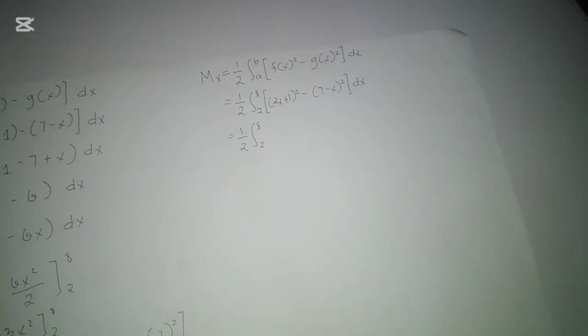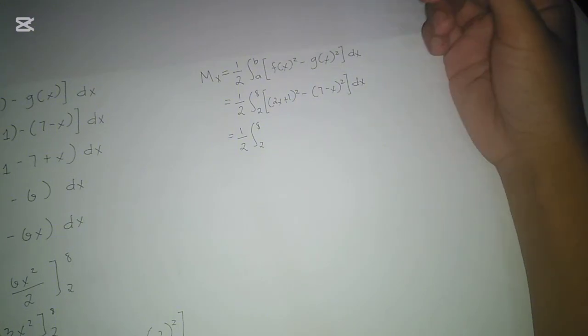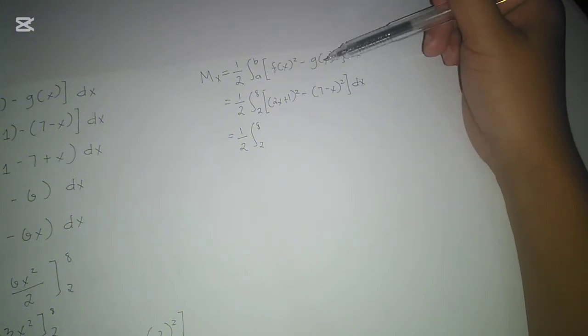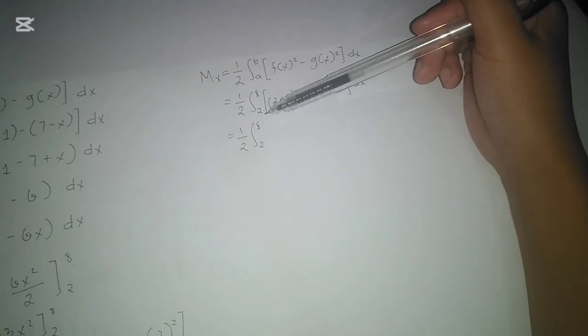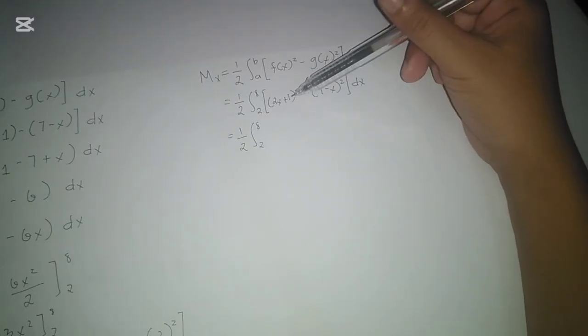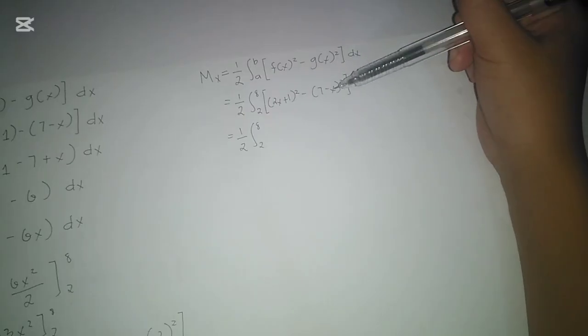After finding the value of m sub y, we're going to find now the value of m sub x. So the formula for m sub x is 1/2 multiplied by the integral from a to b of f of x squared minus g of x squared dx. So our limit is from 2 to 8, and f of x is 2x plus 1 squared minus our g of x, which is 7 minus x squared dx.